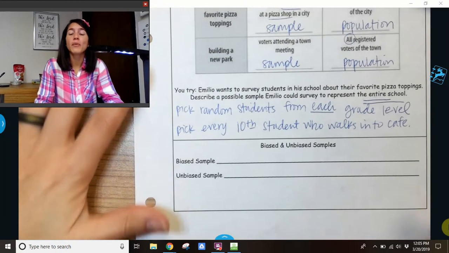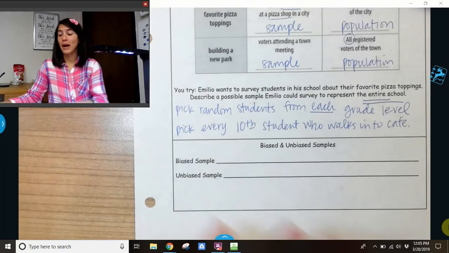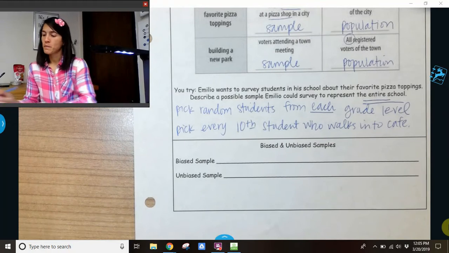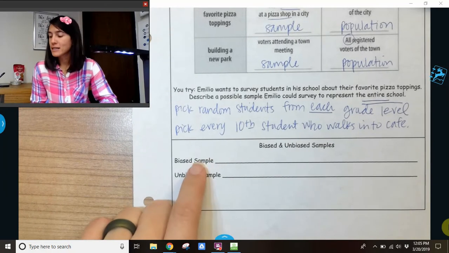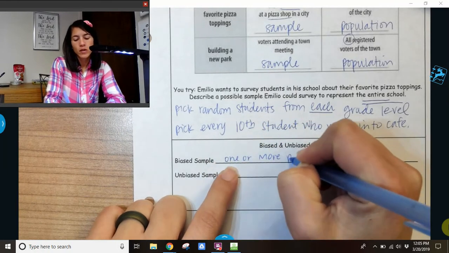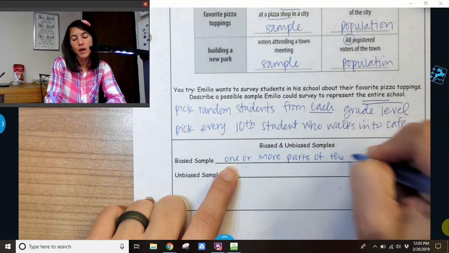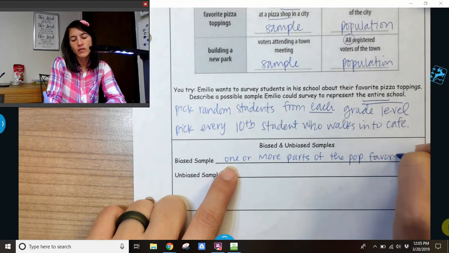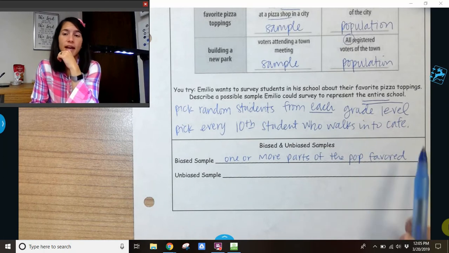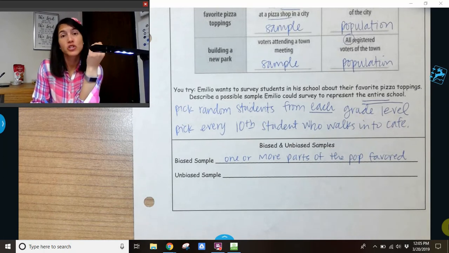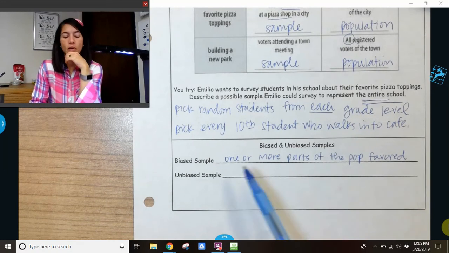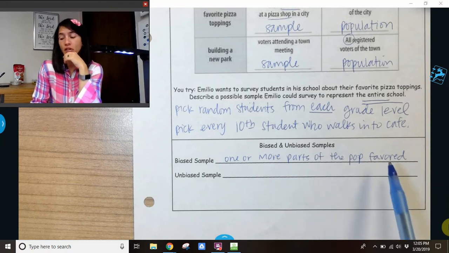Okay, so one problem with samples is they could be biased or unbiased. So let me just give you a quick definition of biased or unbiased sample. A biased sample has one or more parts of the population favored. And I'll explain what that means in just a minute. Favored meaning they have a bigger, better, more likely chance to be surveyed than just kind of random.